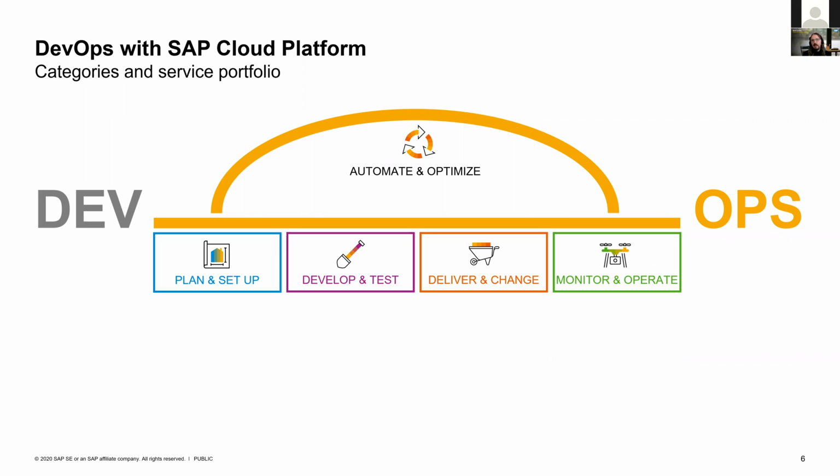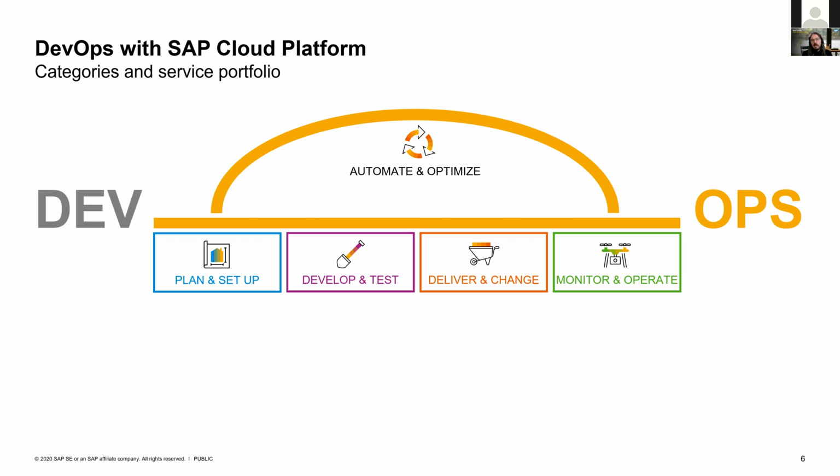Then development and test is rather straightforward, where you come up with increments and make sure that they are being provided with the right quality. Deliver and change is then about propagating the release candidates towards your production environment. It could be either highly automated if you want to have a very agile approach, or with the right amount of control, especially in enterprise environments.